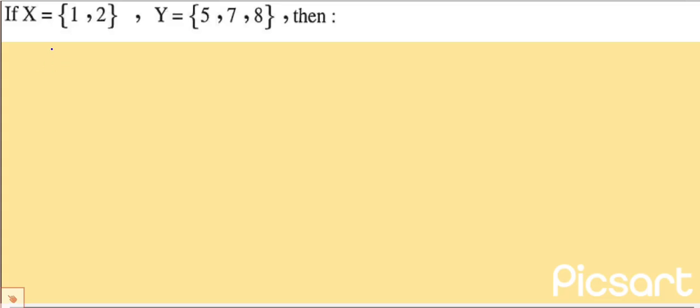Here we want Y product X, not X product Y. Here it's different. It's different from X cross Y. I think I can see it here.